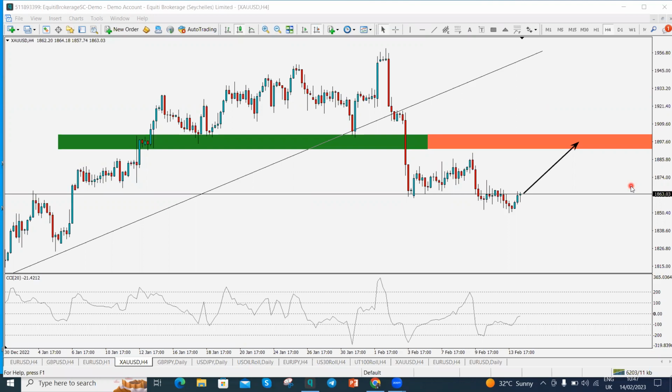It might also push it back into that zone, but I'm more buy biased, or buy sentimented, on gold as well. So I hope this data works for you. I hope this was helpful to you.